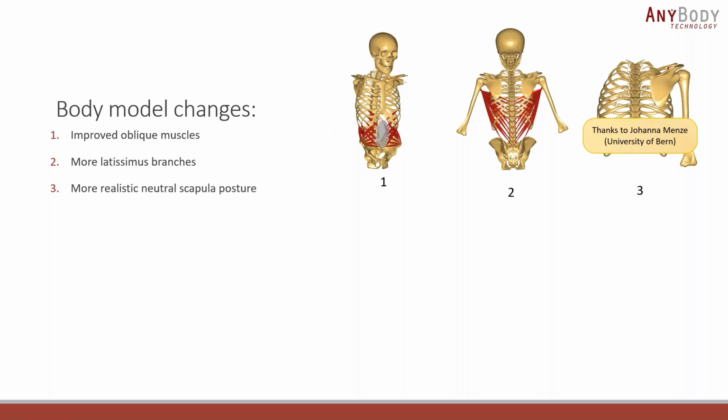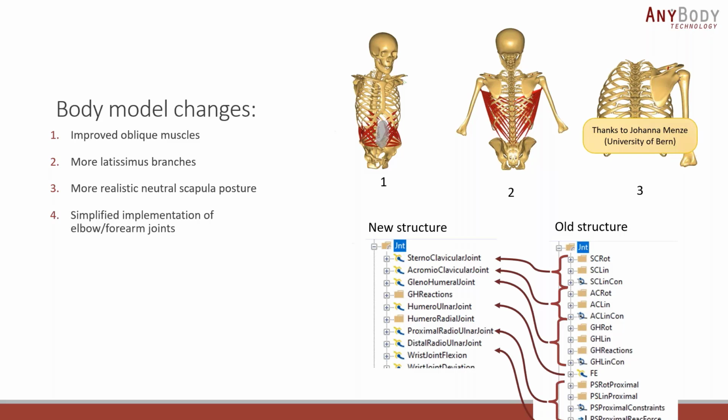We also have a more realistic neutral scapular posture. And for that work, I would like to thank Joanna Mense from University of Bern, who is really one of our super users who has been working a lot with the shoulder model. Finally, if you have ever worked with the arm model and you go into the joint folder or look at the joint implementation, you can now see that there is a new and simplified implementation of the elbow and forearm joints, as well as the shoulder joints.